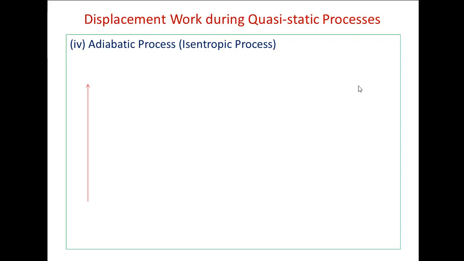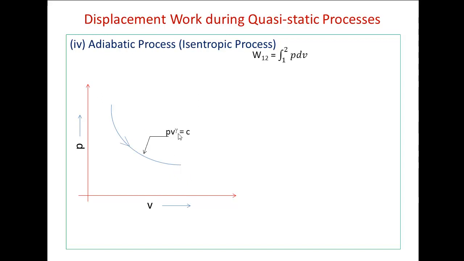Now let us represent this process in a PV diagram. So along the y axis we are having the property pressure. Along x axis we are having the property volume. So the expansion during an adiabatic process or reversible adiabatic process or an isentropic process is like this. It starts from state 1 to state 2, and the governing equation is PV power gamma equal to constant. Now I want to determine the work done during this isentropic expansion process.